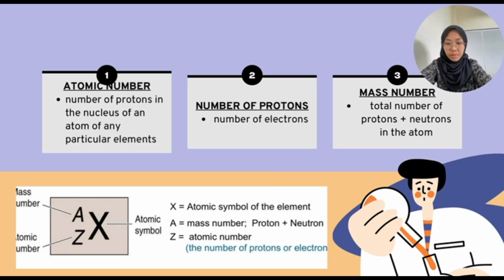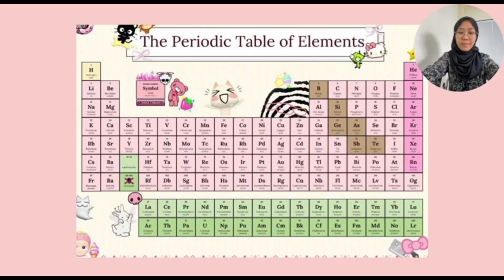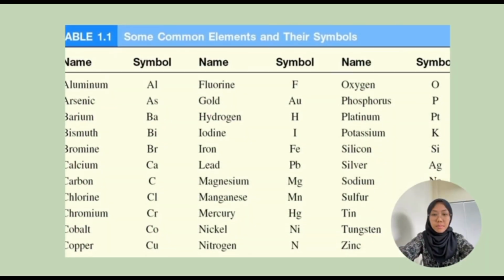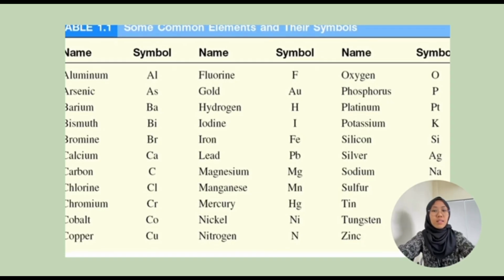Like in the example, X is the atomic symbol of the element, A is the mass number, proton plus neutron, and Z is the atomic number, the number of protons or electrons. As you can see, this is the periodic table of elements. And these are some common or basic elements and their symbols, like aluminium, fluorine, oxygen, hydrogen, phosphorus, calcium, carbon, chlorine.